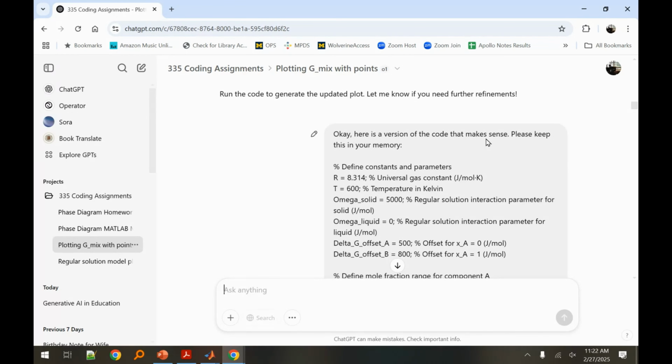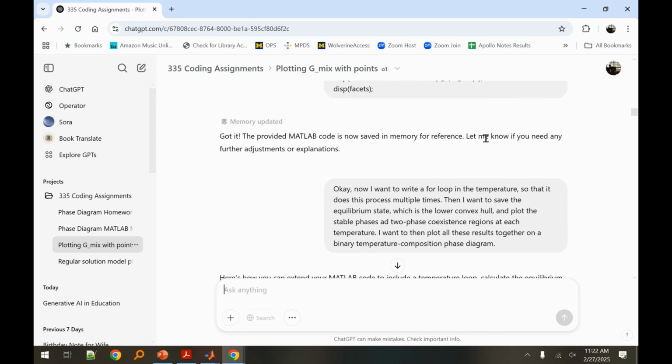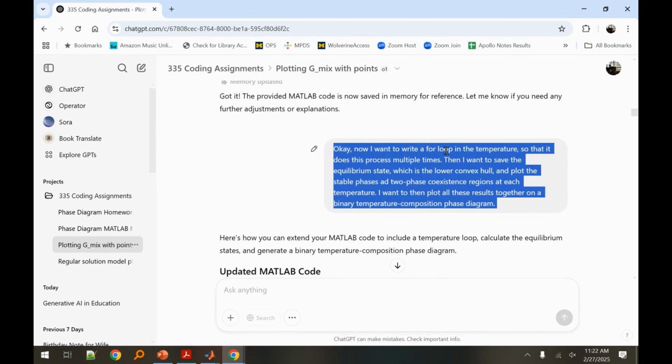Okay, now I want to write a for loop in the temperature, so it does this process multiple times. I then want to save the equilibrium state, which is the lower convex hull, and plot the stable phases and two-phase coexistence regions at each temperature. Then I want to plot everything on a binary TX phase diagram, a temperature-composition phase diagram.